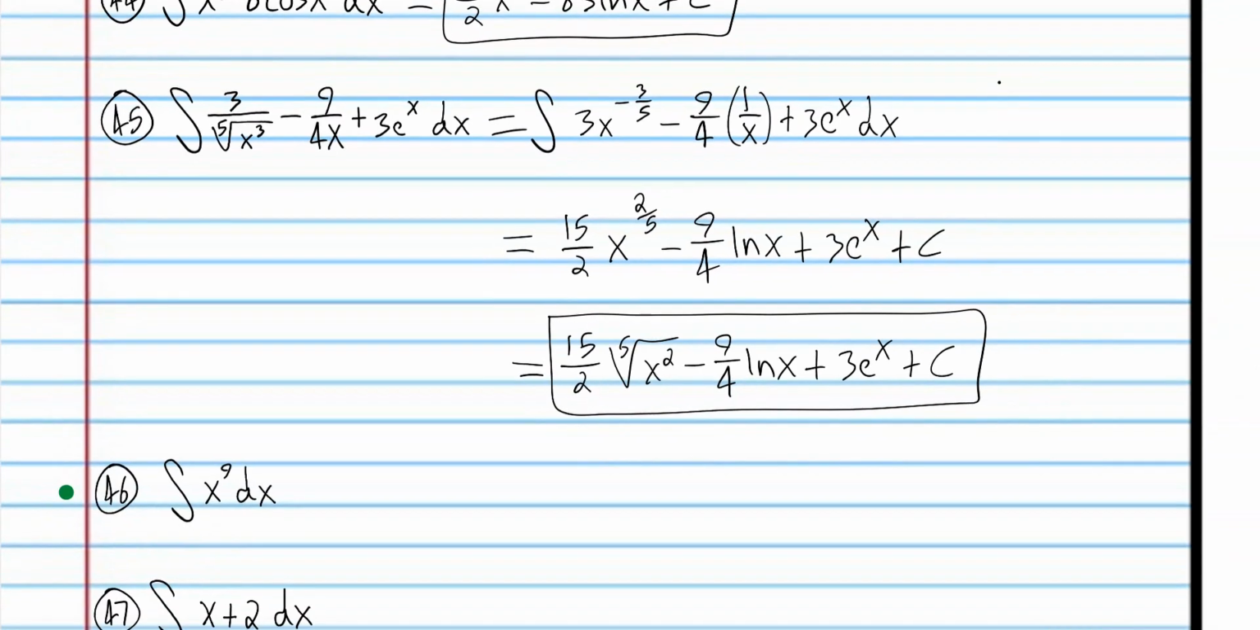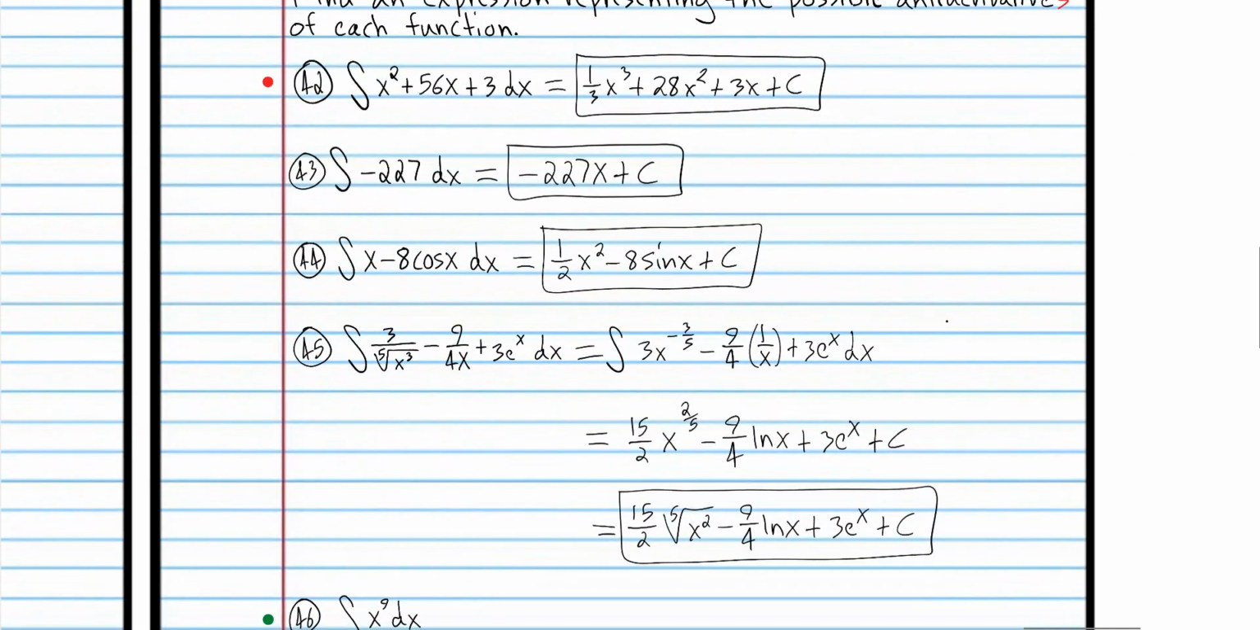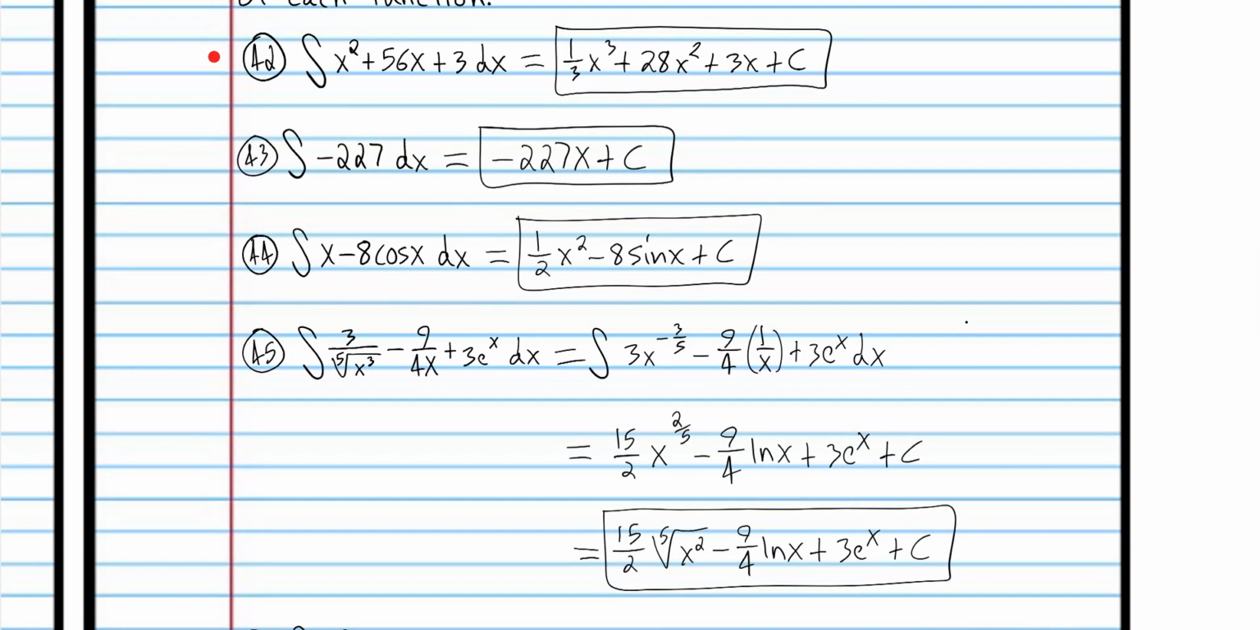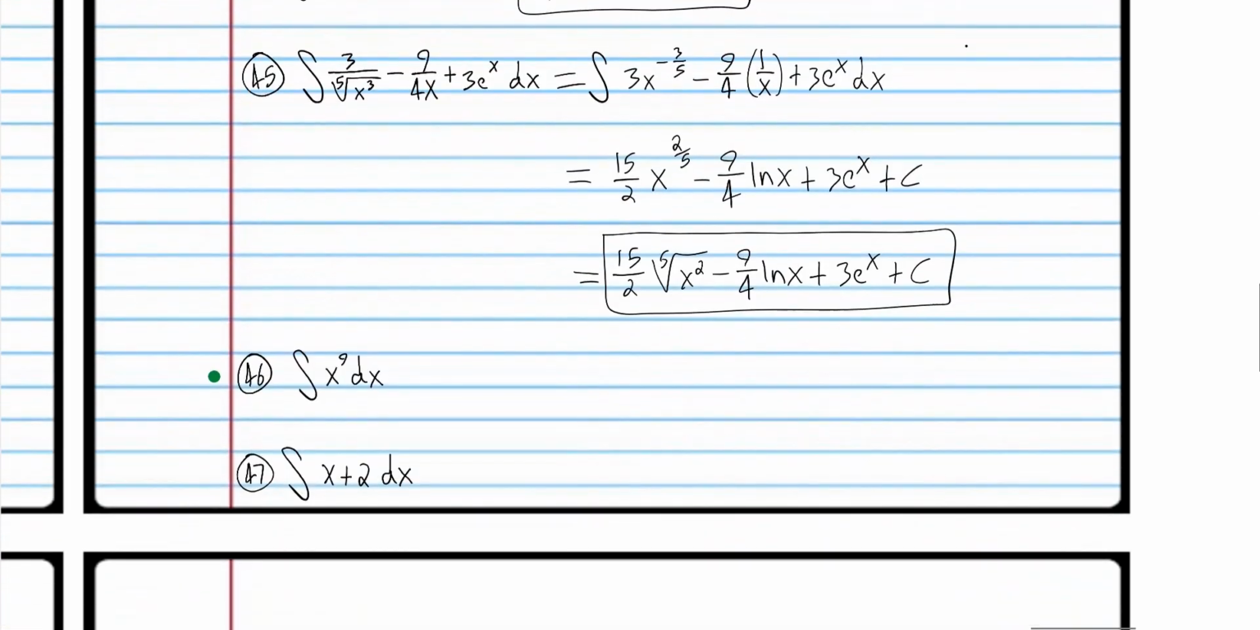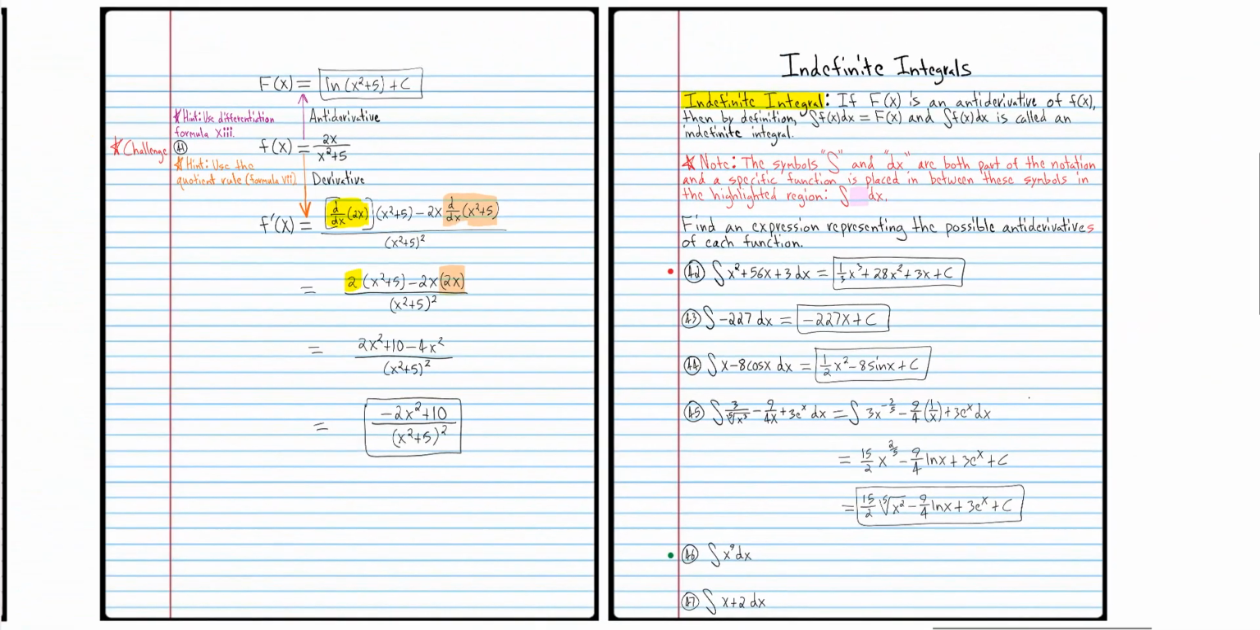So there you go. Okay, so again, all we're doing is just finding the antiderivative of the expressions. It's just different notation to find the antiderivative. So you can take a picture of this information if you'd like.